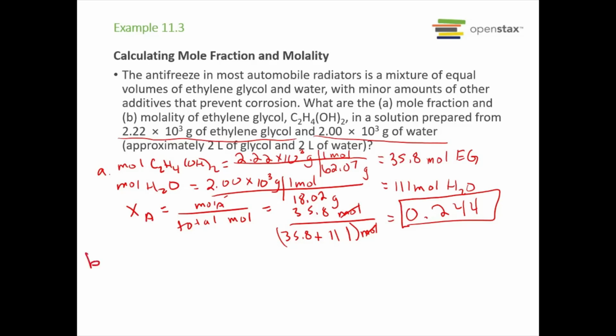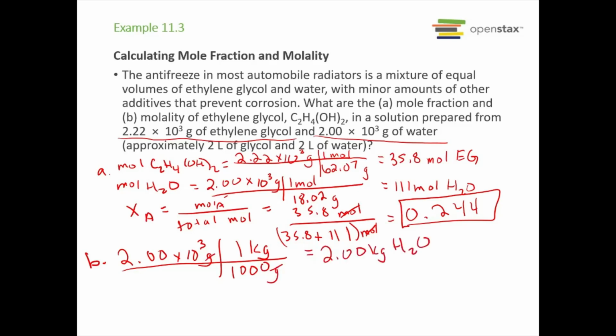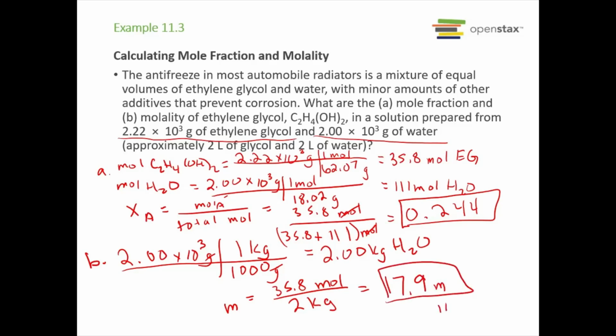And then to get kilograms of water, we're going to go to that 2.00 times 10 to the third grams. And we know there's 1 kilogram for every 1,000 grams. So this is 2 kilograms of water. So our molality then is equal to 35.8 moles divided by 2 kilograms. We have a molality of 17.9 molal. Yes, it's molal. Molal, molal, however you want to say that.